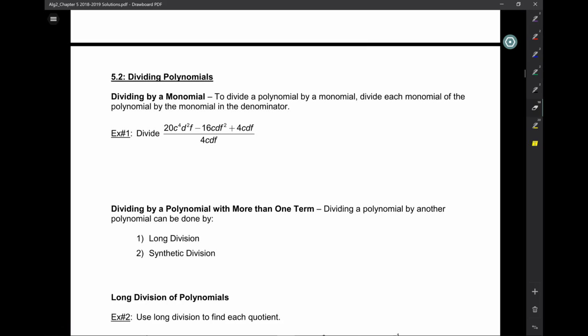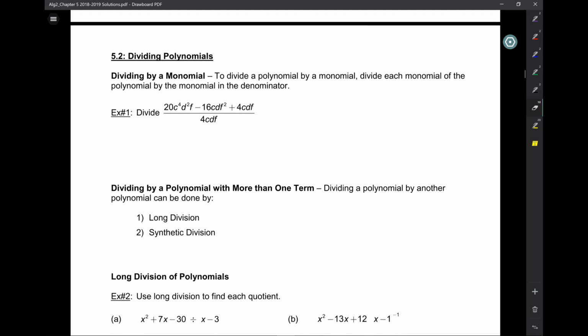So we're going to talk about dividing polynomials today. In the last section, we talked about adding, subtracting, multiplying. How about when you divide a polynomial? You can divide a polynomial by a monomial or another polynomial.